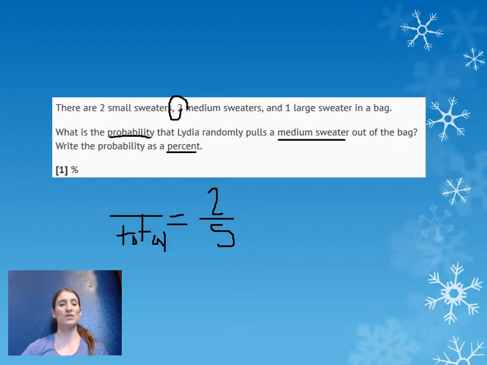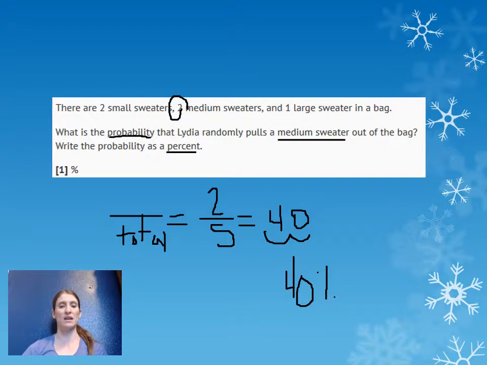So I have a 2/5 chance, which if I change that to a decimal, 2 divided by 5 is 0.4. And then changing that to a percent would be 2 places. So I would make it a 0 there, and it would be 40%. And it's asking for it as a percent, so I would write that as my answer.